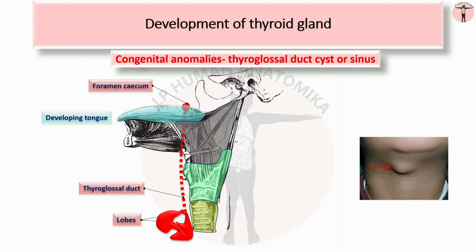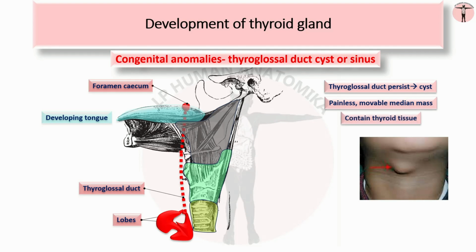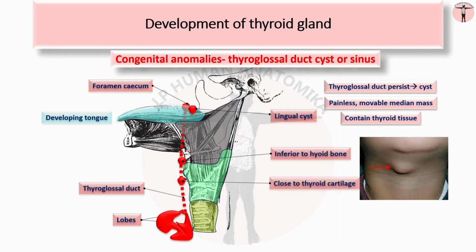Thyroglossal duct cyst occurs when parts or remnants of the thyroglossal duct persist and thereby form a cyst. The swelling produced by a thyroglossal duct cyst usually develops as a painless, progressively enlarging, movable median mass. The cyst can contain some thyroid tissue. It can occur at any point along the migratory pathway of thyroid gland, but it is always near the midline of the neck. It can be located at the base of the tongue, called the lingual cyst, or near the hyoid bone, inferior to it, or close to the thyroid cartilage. In almost 50% of cases, the cyst lies inferior to the hyoid bone.